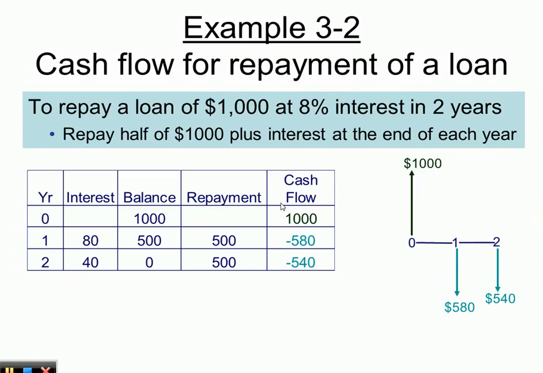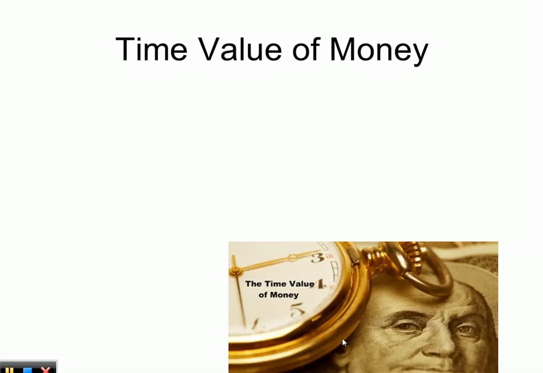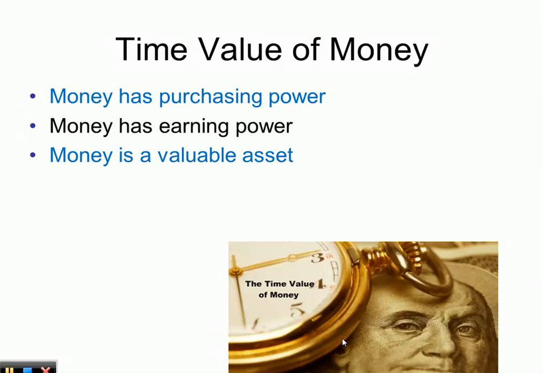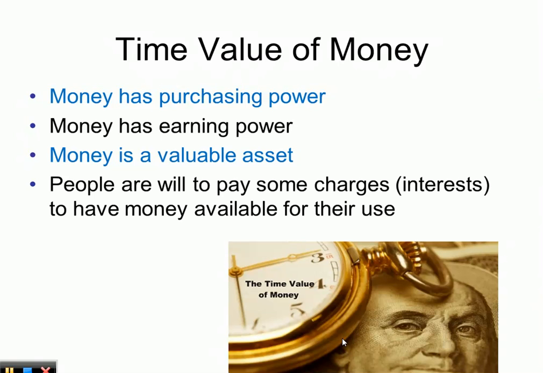So now you can see, if you look at these cash flows, again, we can just sum these cash flows together. As a matter of fact, the 1,000 now at 8% interest is equivalent to these cash flows for years 1 and 2. And so let's talk about time value of money again. Money has purchasing power. Money has earning power. Money is a valuable asset. People are willing to pay some charges, which are known as interest, to have money available for their use.